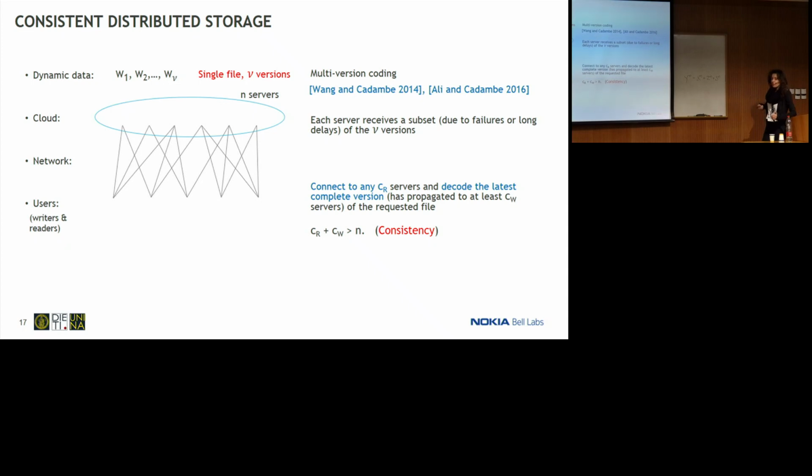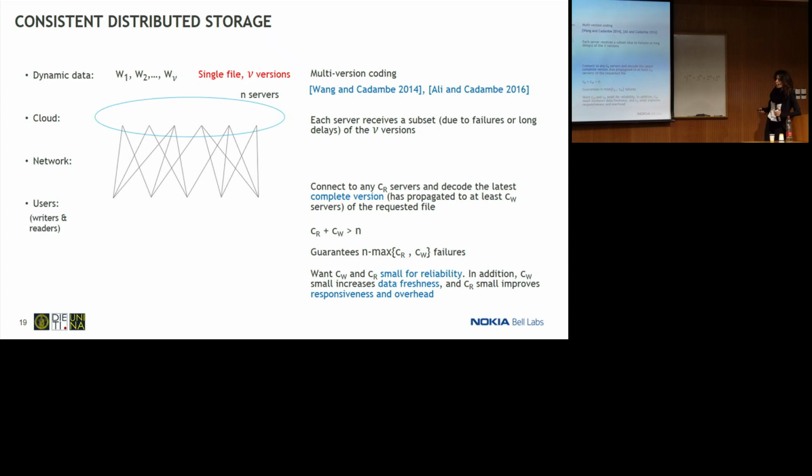Okay, now the question is, this is the protocol, this is the setting, which is the optimal cost? Well, before going to the optimal cost, let me tell you that this type of protocol actually guarantees N minus the max between CR and CW failures, in the sense that the write operation can still be completed if N minus CW servers fail, and we can still complete a read operation even if N minus CR servers fail.